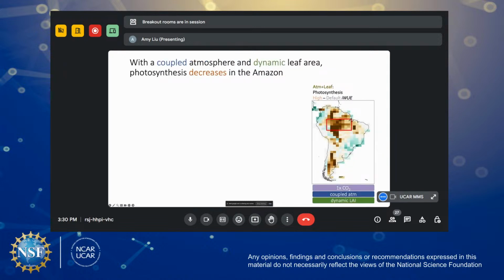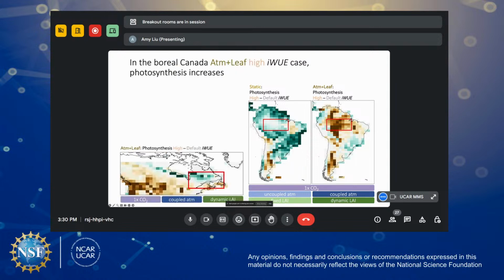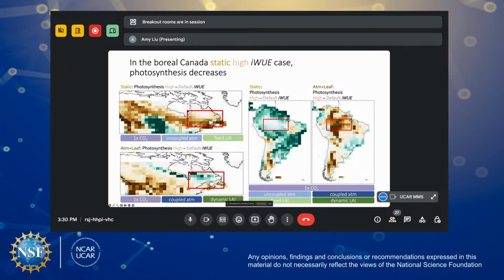So in the Amazon, when we have a coupled atmosphere and dynamic leaf area, photosynthesis decreases. And when we have a static case, so everything's offline, photosynthesis increases, so the opposite happens. But in Boreal Canada, when both the atmosphere and leaf area are dynamic, photosynthesis increases, so that's opposite of the Amazon. And in the static case for Boreal Canada, photosynthesis decreases, which is also the opposite of what happens in the Amazon. So in both regions, we have a sign change between the static and atmosphere plus leaf case, but we have a different sign change response.